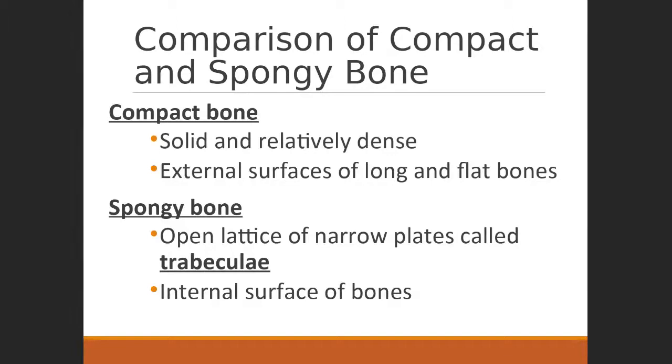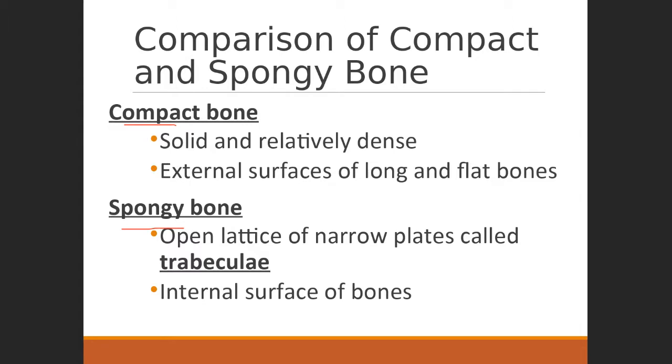We have two different types of bone as far as their appearance goes. Compact bone, spongy bone. Compact bone is very dense, resistant to physical impact and wear and tear. Any bones that undergo a lot of stresses and strains are going to have a high composition of compact bone.